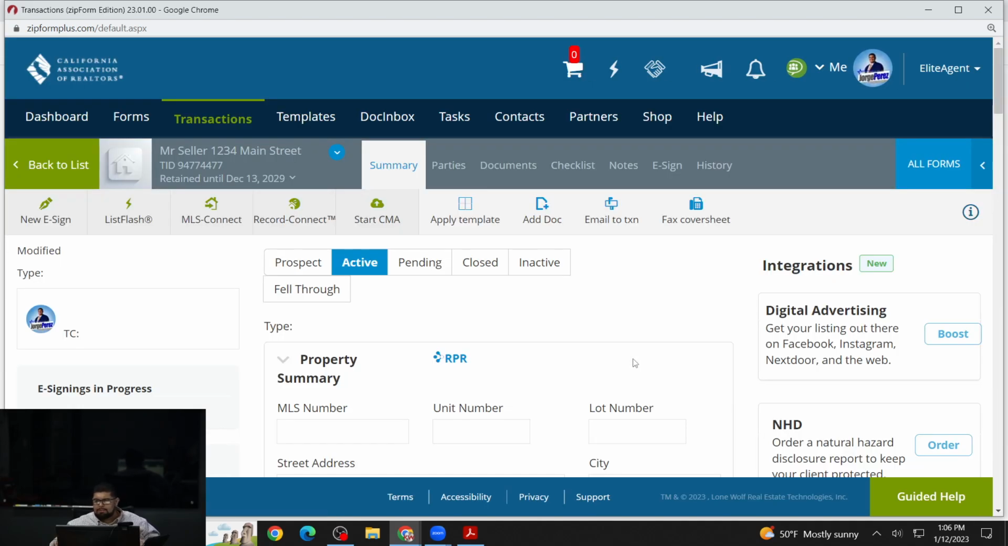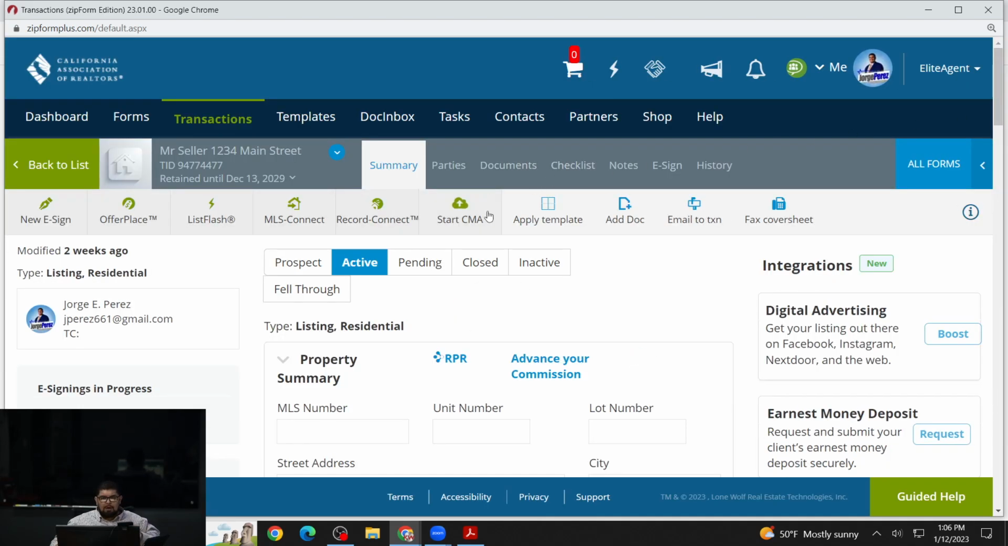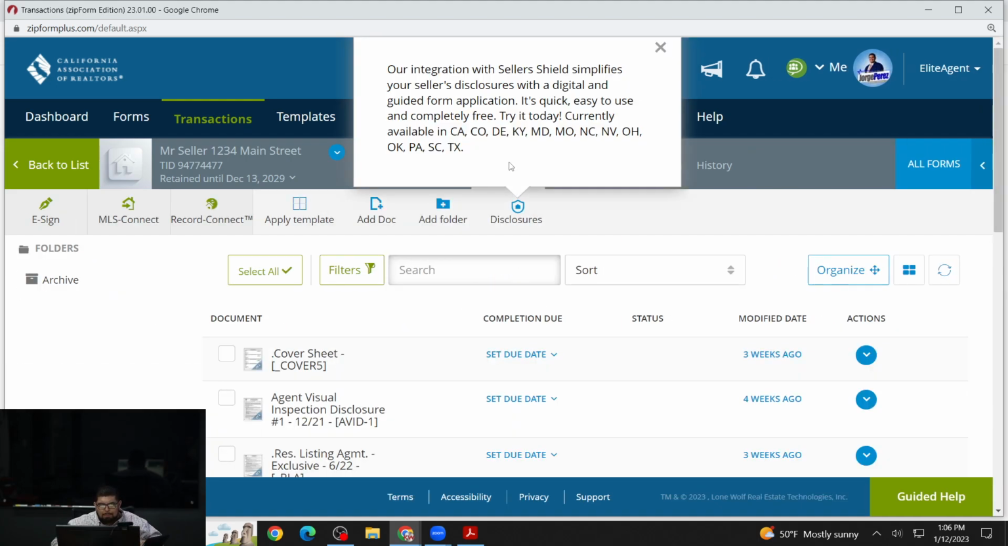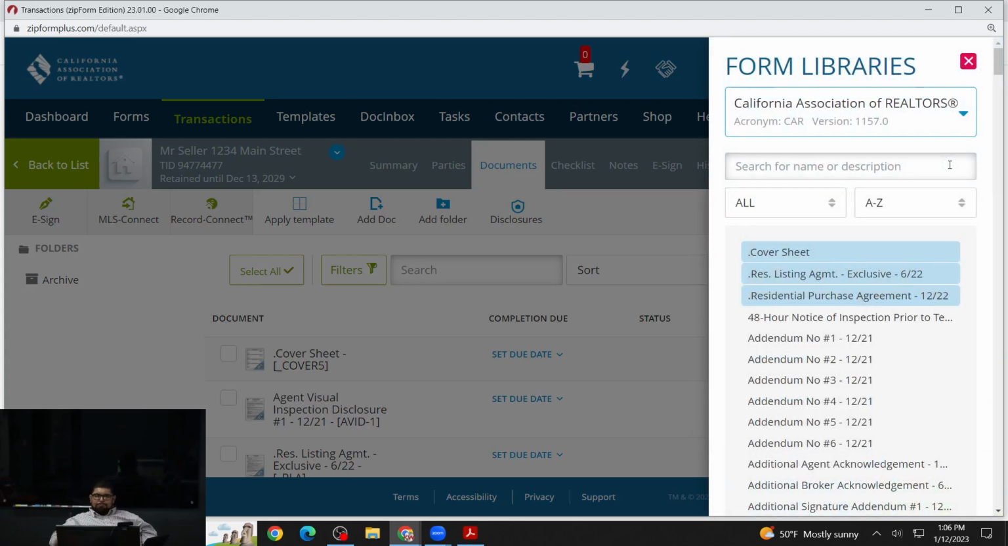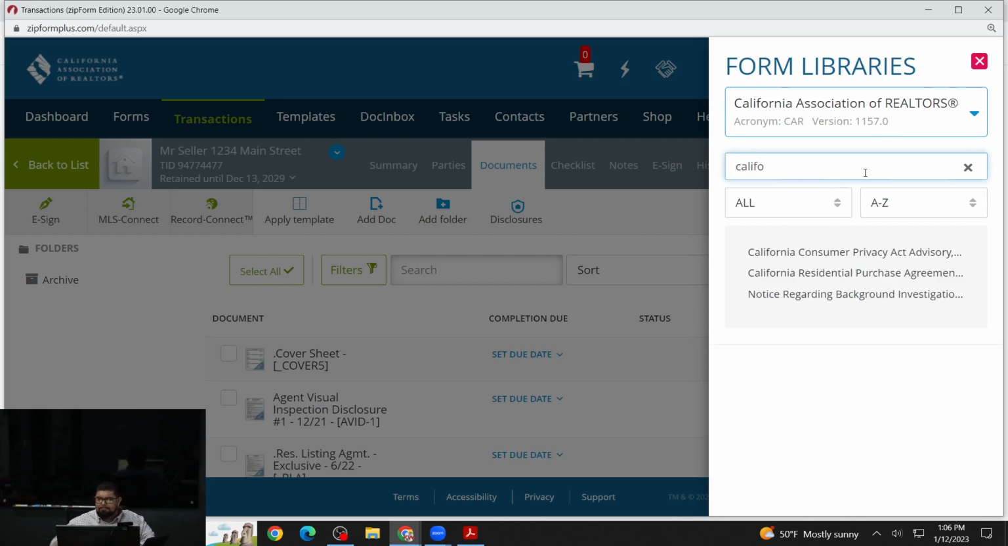All right. Okay, so now that we are in zip forms, let me open up my seller transaction. So now that I'm in the transaction, I'll go to my documents, right? I go to all forms. Your most important documents in zip forms are always going to be highlighted. It's going to be the first 3 that you see on that list. Cover page, residential listing agreement, and residential listing agreement, right? But if I type in California residential purchase agreement pops up as well.